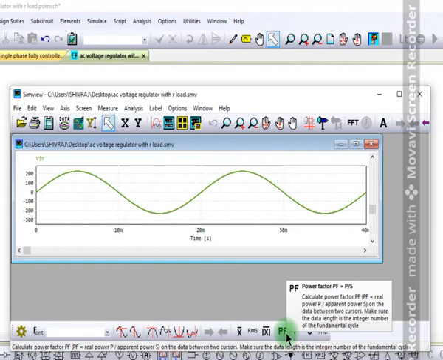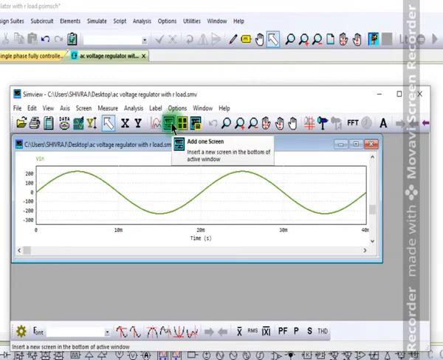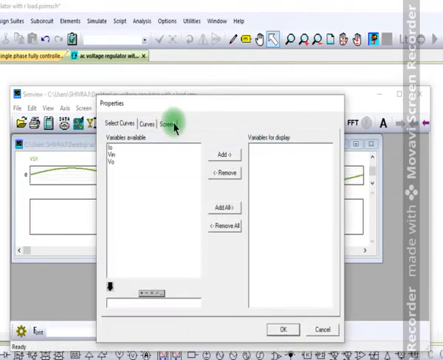So that is a 230 volt supply. Then click on add one screen, then we click on the output voltage and add it, and it has been added to the variables for display. Now the thing is to observe during the positive half cycle and during the negative half cycle. Okay, so click OK.